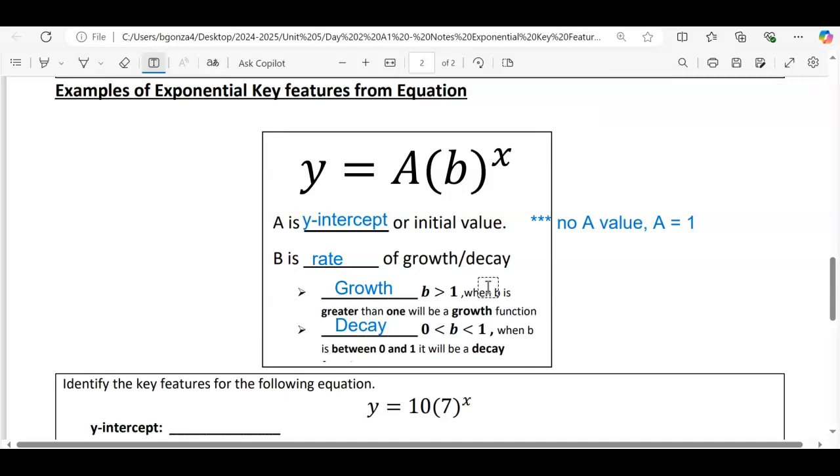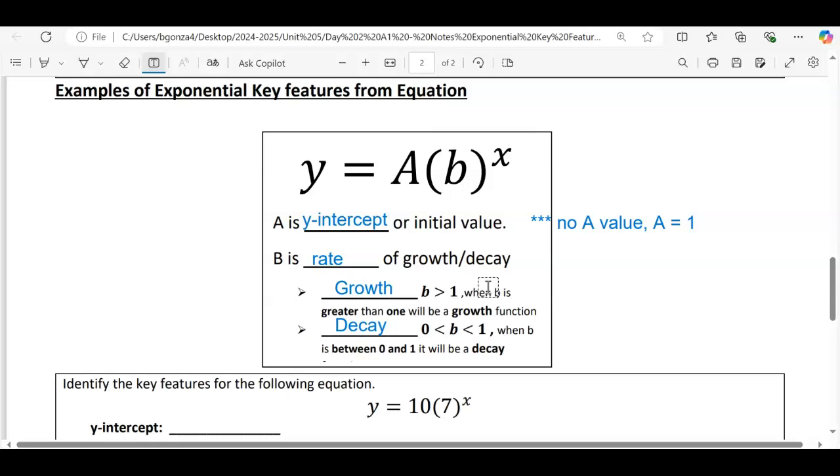Decay, now look, let me see your eyes, look over here. Between 0 and 1 is decay. What kind of numbers are between 0 and 1? Y'all got this, I know it. What kind of numbers are between 0 and 1? Think of one number between 0 and 1.